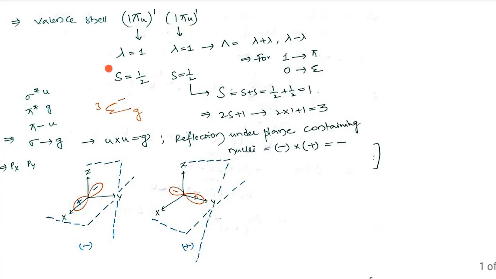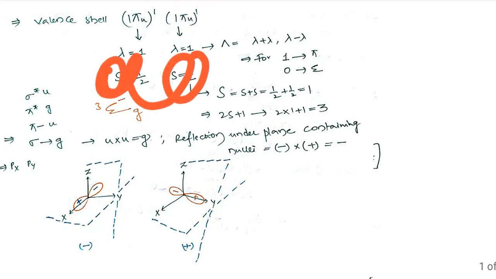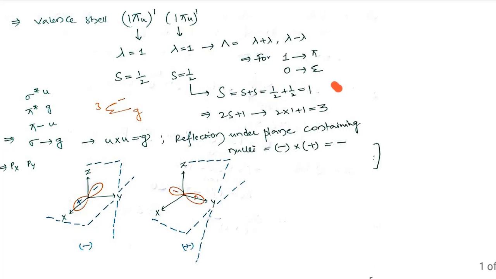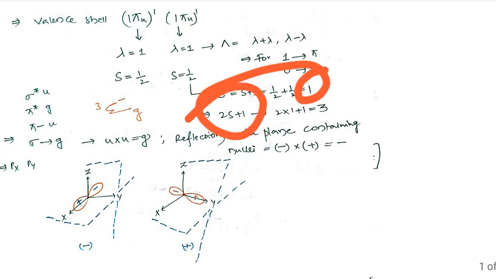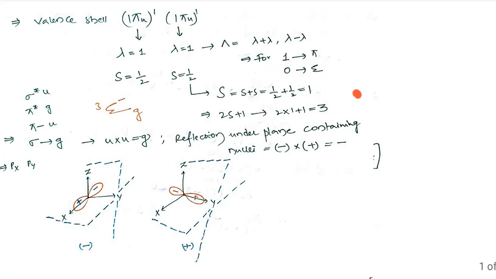Okay, now come to spin. The first orbital has 1 electron, and the second one also has 1 electron. So for the total spin, half and half, just take the sum of them, and we get 1. So the total spin is 1 for the given electronic configuration. Now just substitute that in the multiplicity: 2S plus 1, we get 3.